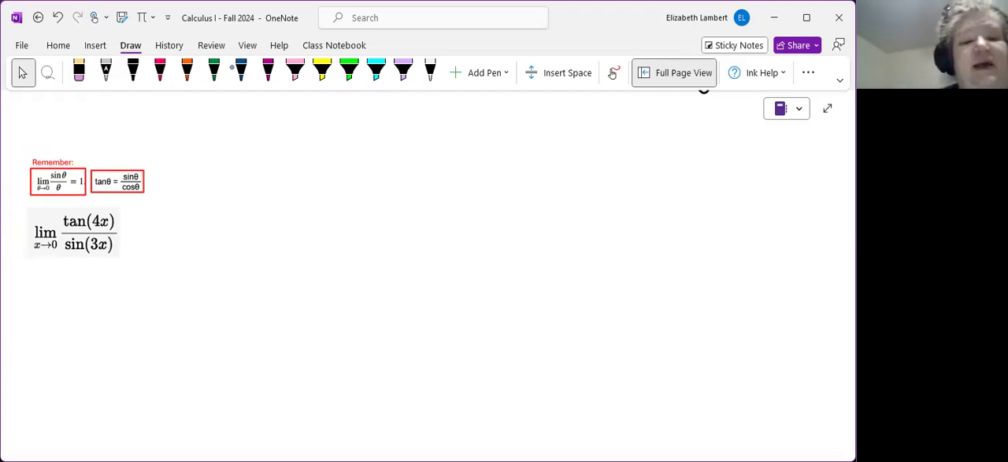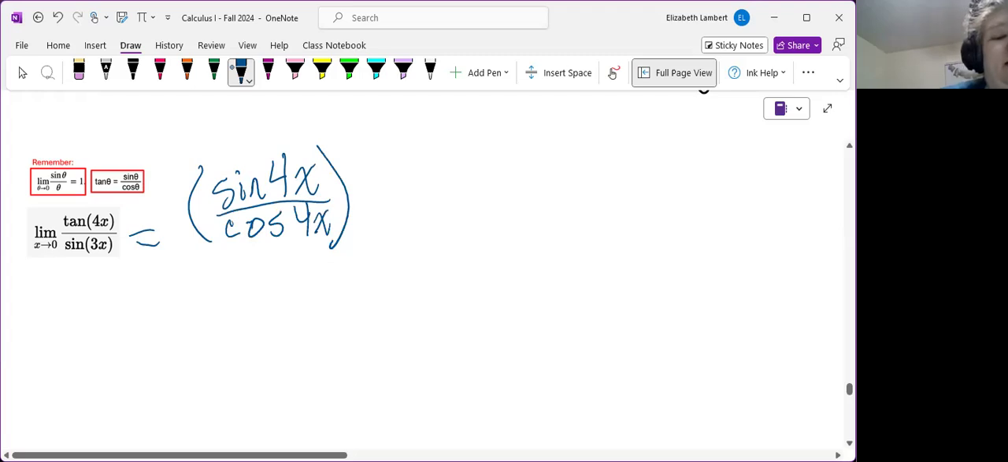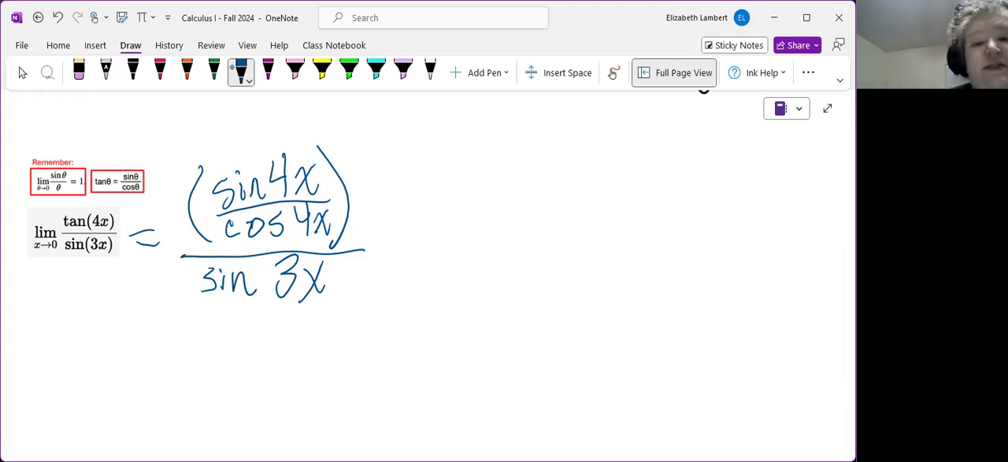So first, I'm just going to make the change. Tangent of 4x is the same as the sine of 4x over the cosine of 4x. And then this is still being divided by the sine of 3x. So our sine of 4x and our sine of 3x, those are the things that go to 0. This over cosine 4x, we plug in 0, we're going to get 1. That guy's fine for the limit. So we just got to figure out how can I make these sines work better.